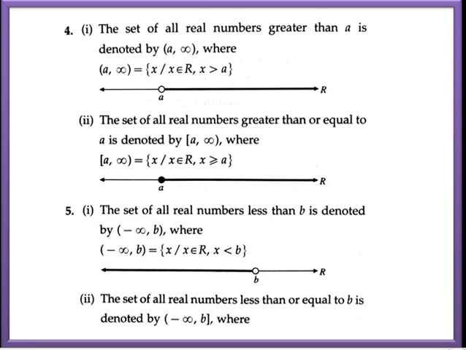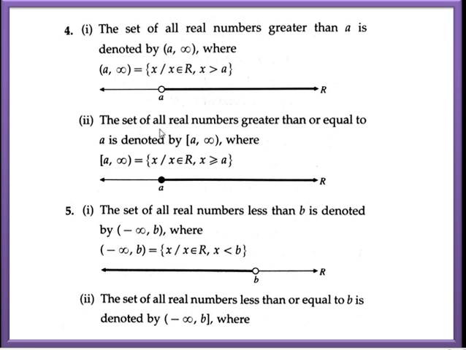The set of all real numbers greater than A is denoted by the open interval (A, infinity). Now why this open interval? Because a number greater than A cannot be equal to A. Again, infinity is not a real number, so please never use a closed interval with infinity. Okay, so this is how we can define this interval and show it on the number line: hollow circle to infinity.